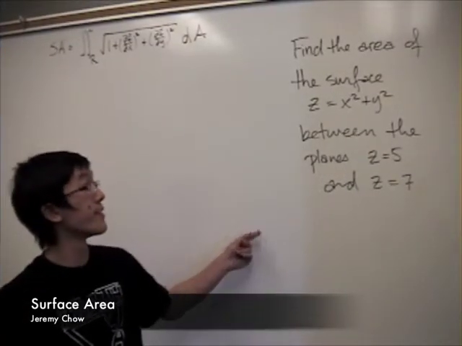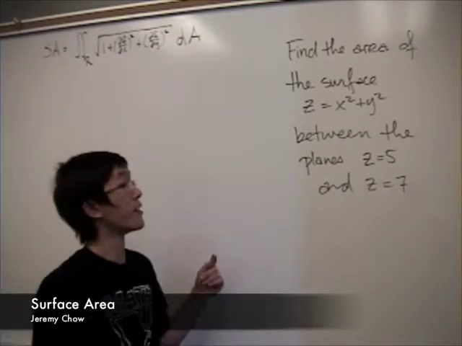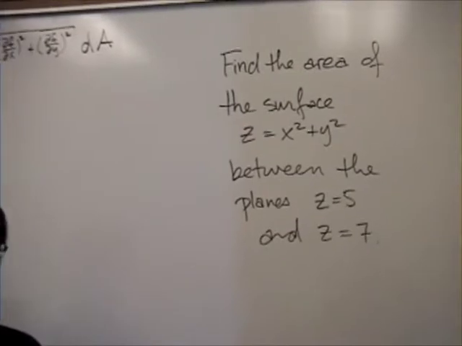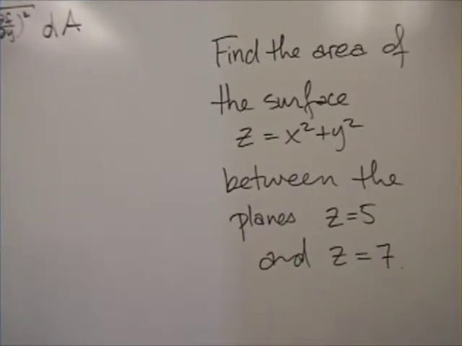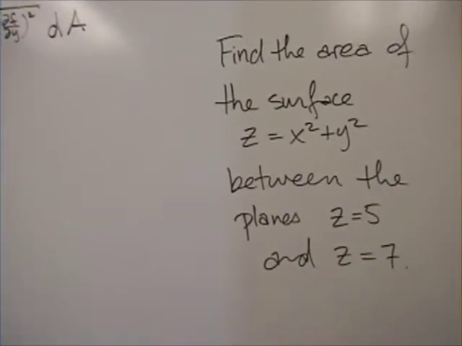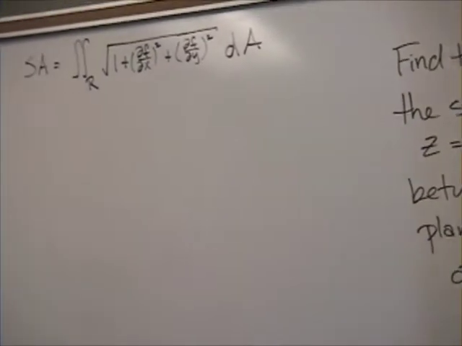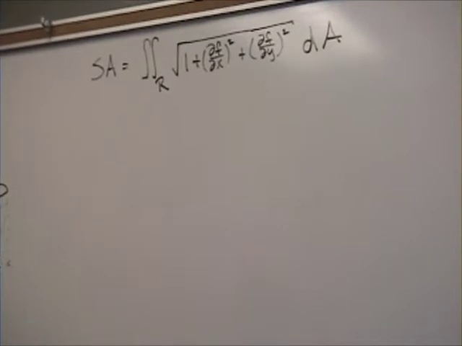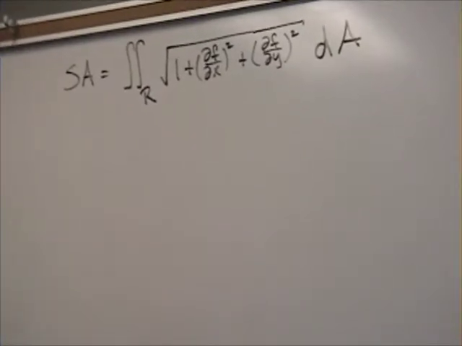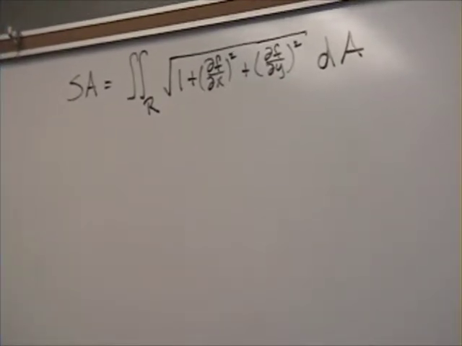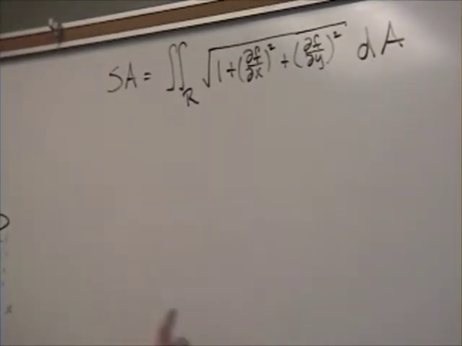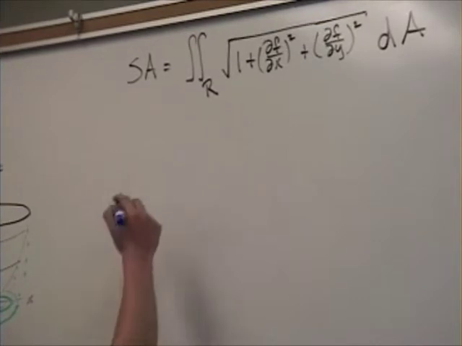So we are trying to find the area of the surface of a certain z function, z equals x squared plus y squared, between the planes z equals 5 and z equals 7. Because it's a surface area problem, we're going to use this formula: the integral over a region of the square root of 1 plus the partial in x squared plus the partial in y squared, dA. So the first thing we need to do is find the partials of our function.